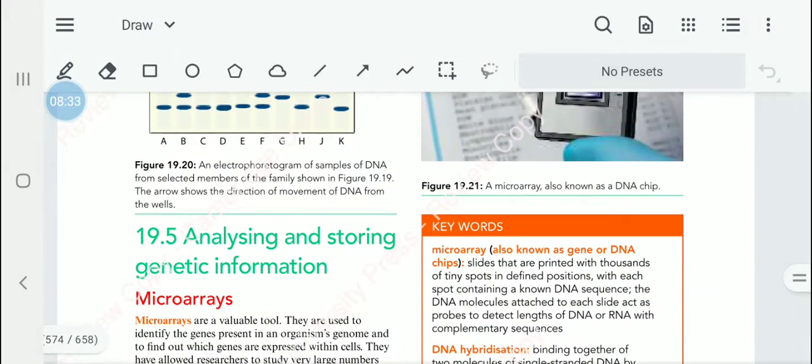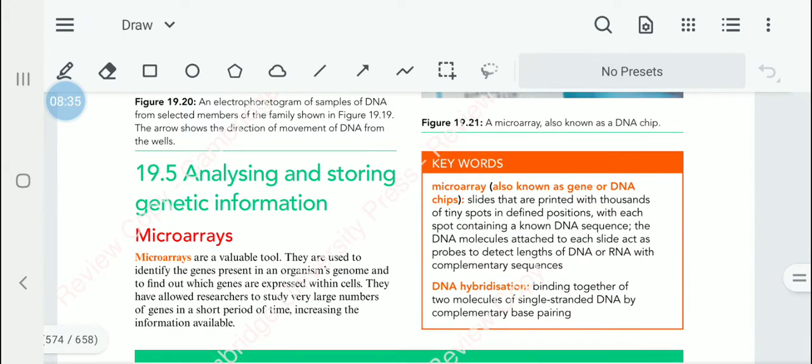Write down a note on this. Analyzing and storing genetic information: microarrays. Microarrays are slides that are printed with thousands of tiny spots containing a known DNA sequence. The DNA molecules attached to each slide act as probes to detect lengths of DNA or RNA with complementary sequences.